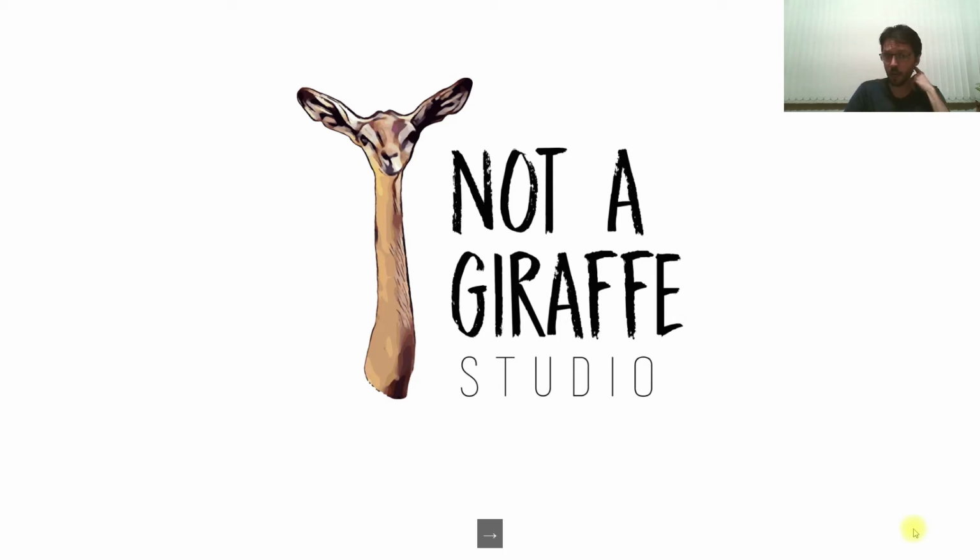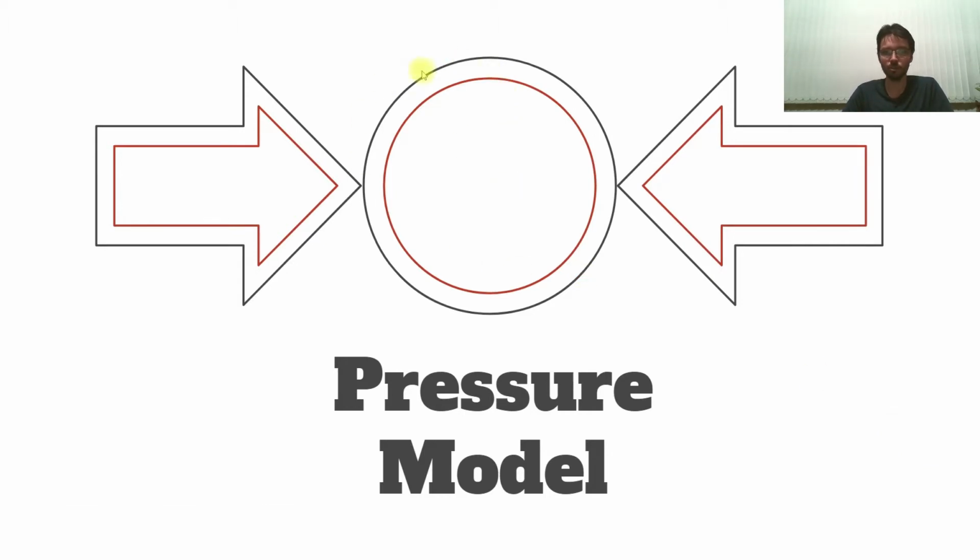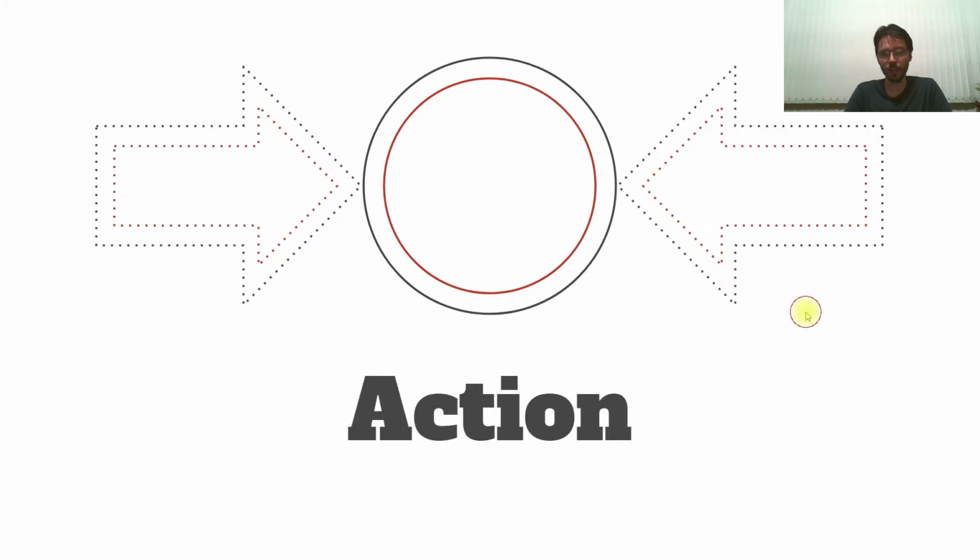So, what is it about? It's called the pressure model. Okay, so we have two circles in the middle and arrows to the left and to the right. How does that work? So in the middle, these two circles, they represent the action where the game actually happens. So when we're talking about the game, this is actually what happens, both on the table with the players and in the fictional world with the characters.